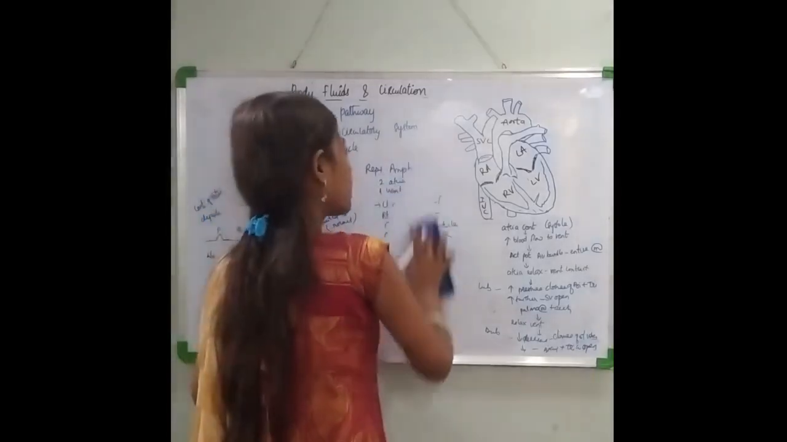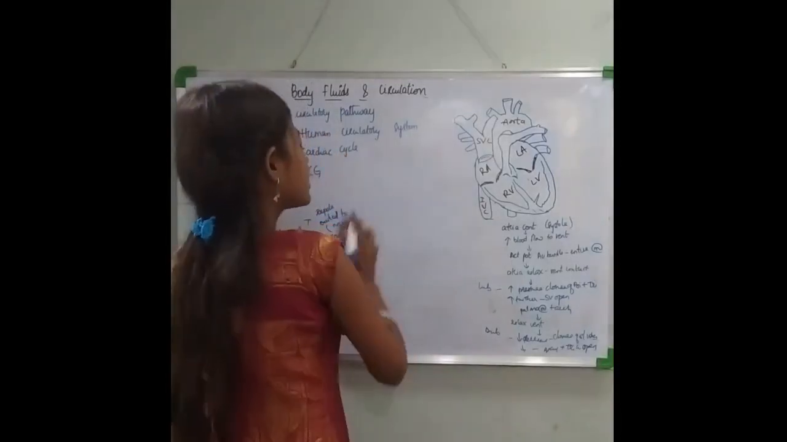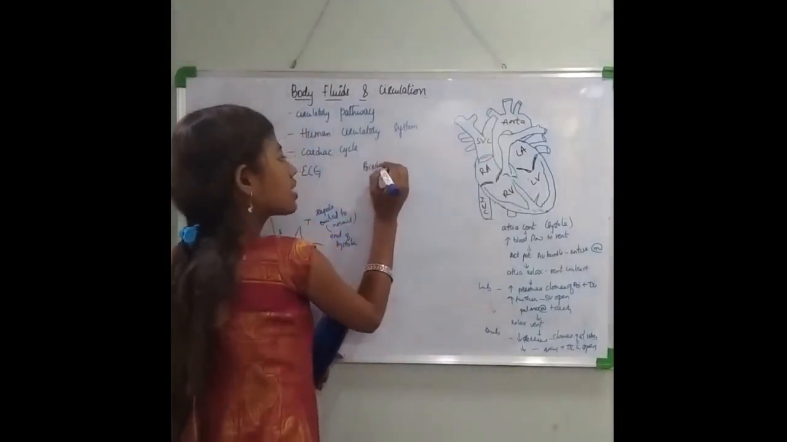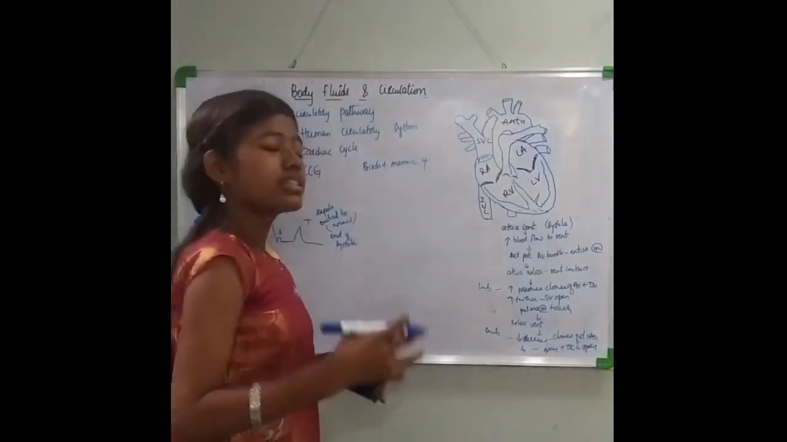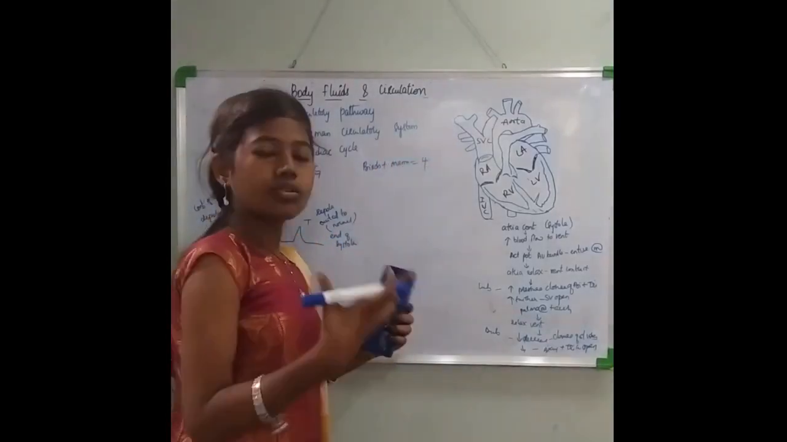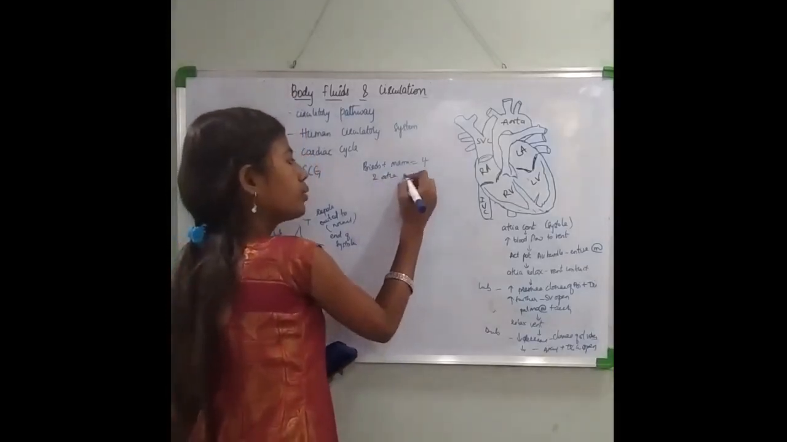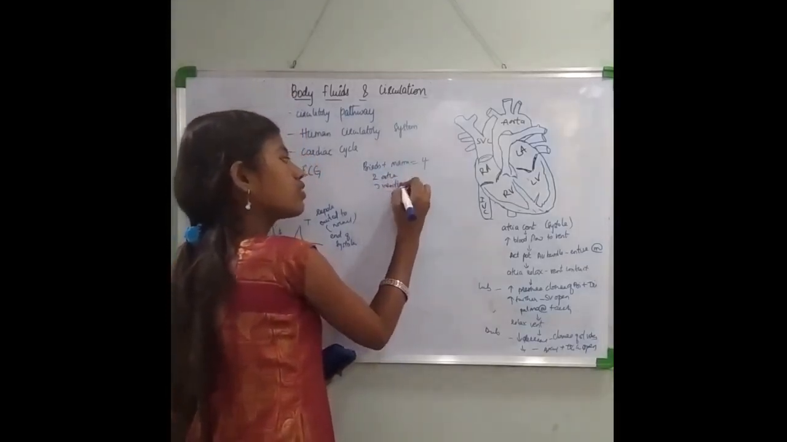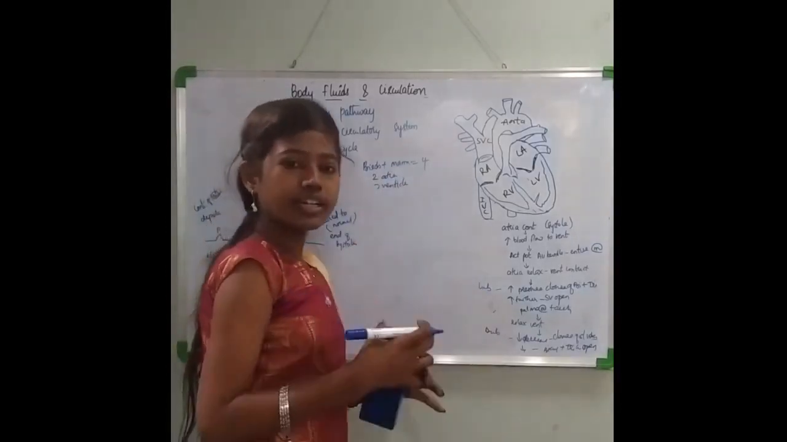Now let us talk about the mammals and the birds. Birds and mammals, they have a four-chambered heart, right? Also, crocodiles are included in this. So they have two atria, two ventricles. Both the atria will get the oxygenated and the deoxygenated blood.